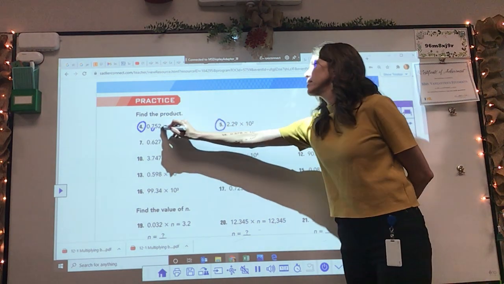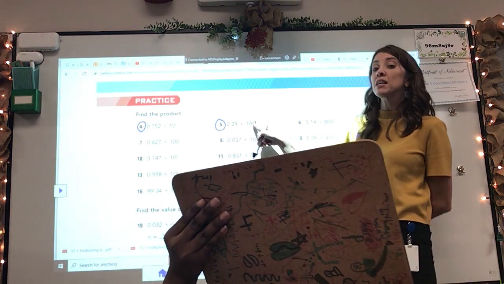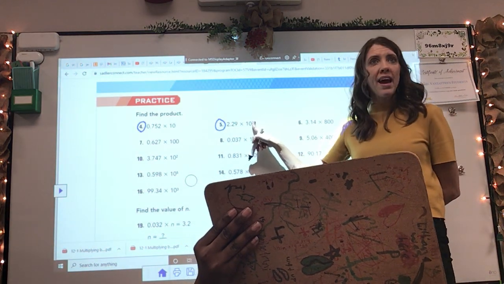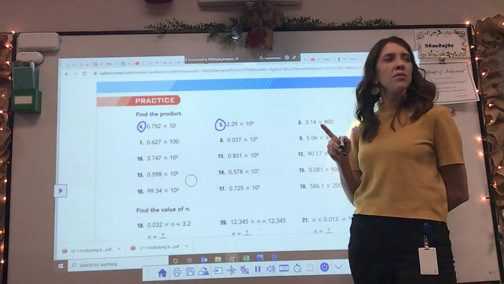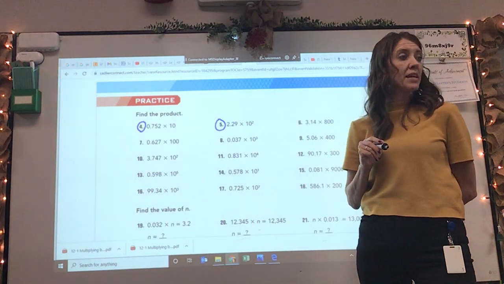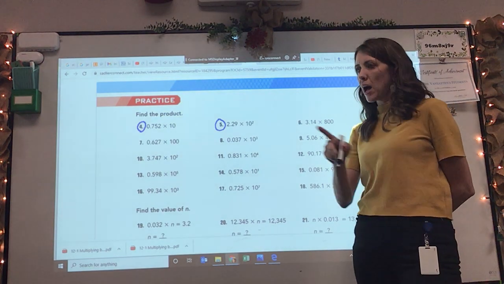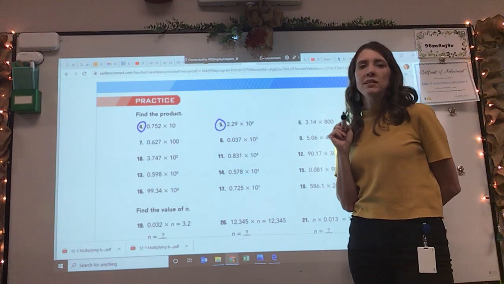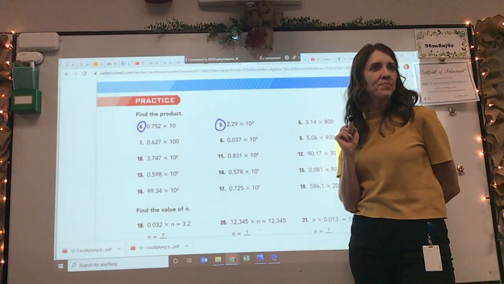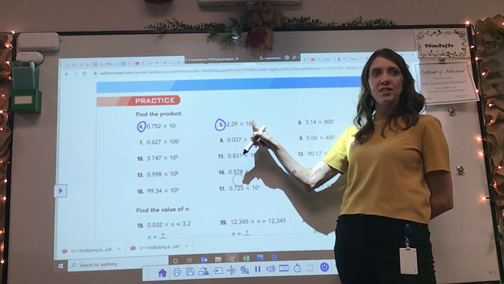All right, let's go ahead and do number 5. 2 and 29 hundredths times 10 to the second power. Yes, yes, yes. No, try again with that one. Yes, yes, and do we need that 0 or that decimal point? We do not. Good job. Okay, this 10 to the second power says move that decimal point.